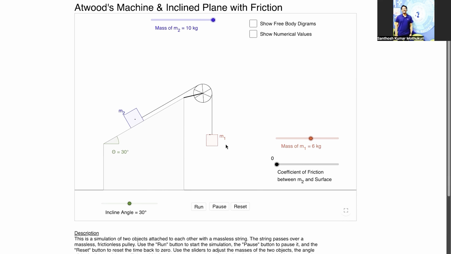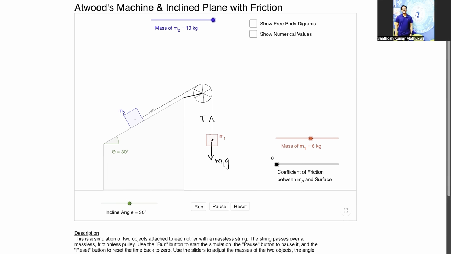So let us first see the free body diagram before we look at the simulation. A free body diagram is basically all the forces acting on a specific body. Let us suppose M1, we are looking at only M1. One force acting on the body is obviously the weight downward, and the rope is pulling it in this direction. So tension is acting, it's a pulling force. T is along this upward direction.